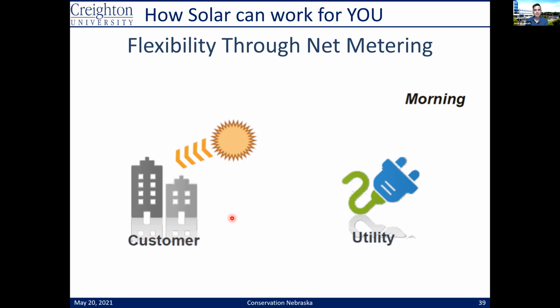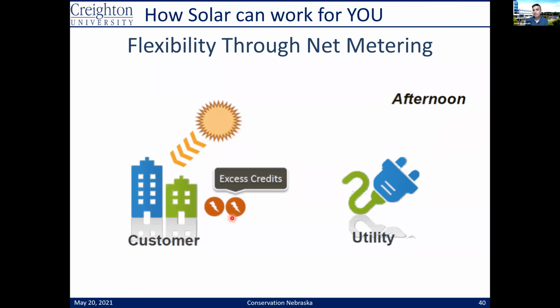However, what happens when you start getting to the afternoon, for example, and the sun's high in the sky? Now you're making excess energy. What are you going to do with it? You could store it on site in a battery. You could throw it away, or you can share it with somebody. And so what net metering says is that we're going to share it with the utility. We're going to say, hey, utility, we see that you could use some energy.